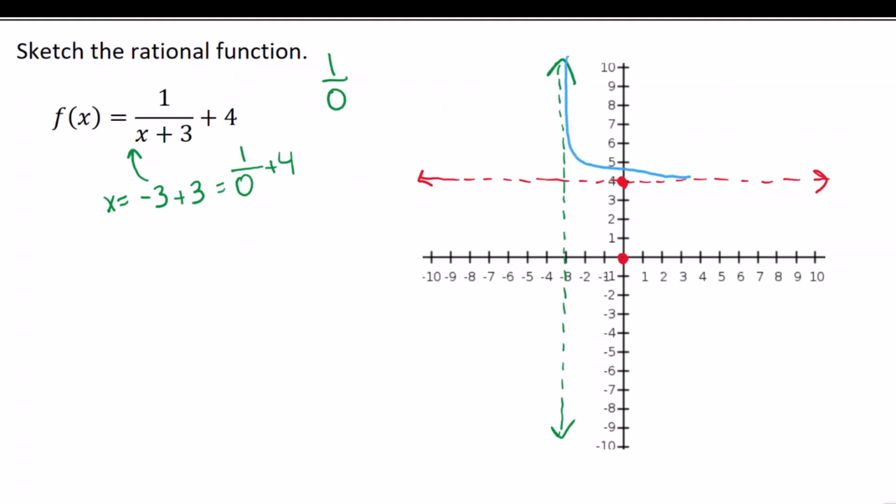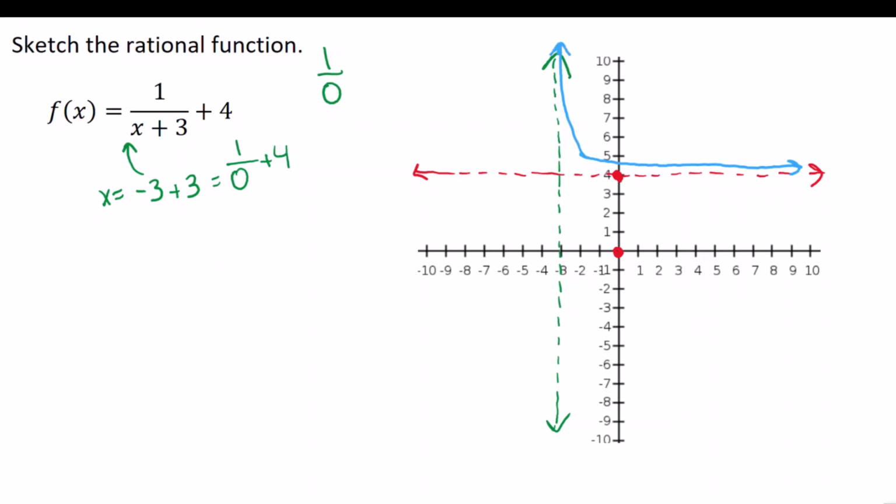We're just sketching it, so it doesn't have to be perfect here. Let me redo that one. That could be a little bit better. So when we curve up right here, it cannot cross over that vertical asymptote, that green dashed line, because it's just undefined at x equals -3. And then we're going to curve it over here, and we're not going to cross over that horizontal asymptote either. So that's going to be the beginning of the rational function.